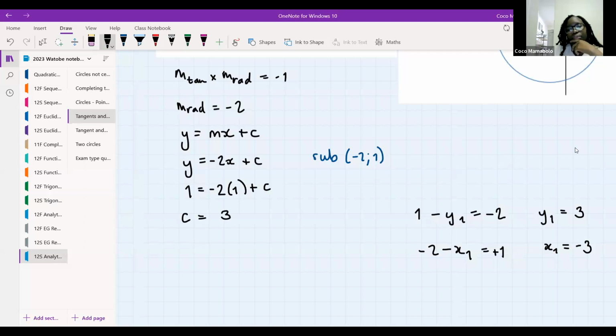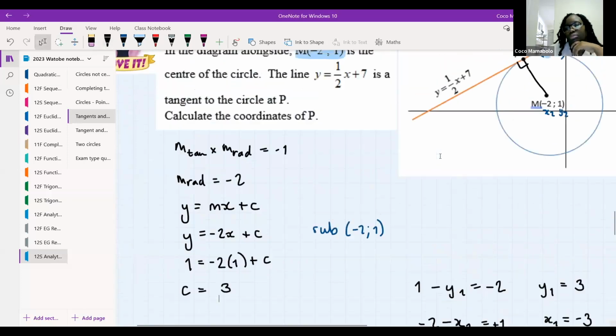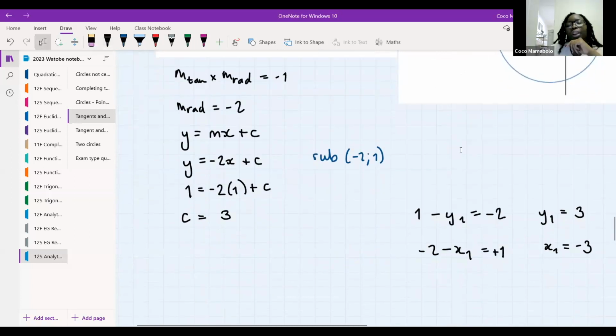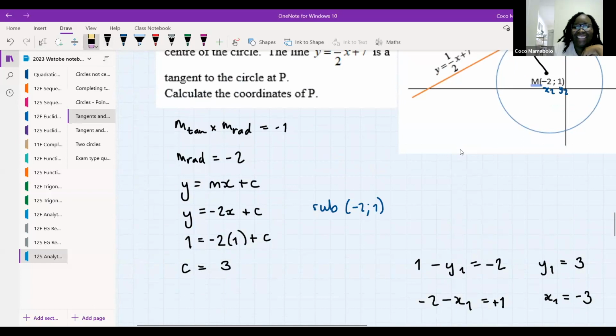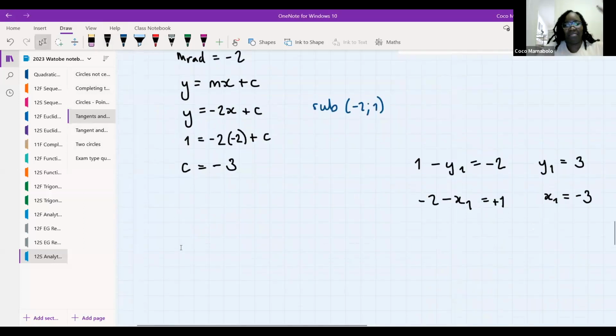What have I done again now? Okay, I know what I've done again. We just solved the c value of a straight line. Guys, the English is not Englishing today. My y value is 1 and my x value is negative 2, therefore my c should have actually been equal to negative 3. Okay, cool. My bad, guys.